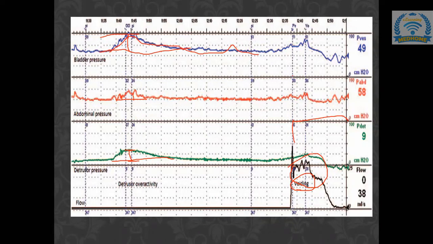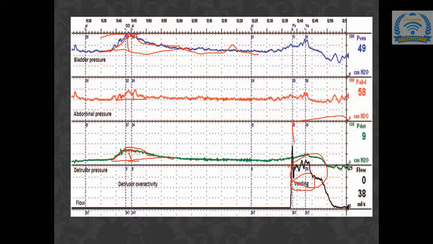In the voiding phase, we can see that the bladder pressure is rising. Because the bladder is voiding, the urine is passing, that is why the pressure of the bladder is rising, but the abdominal pressure is the same. Now when we come to the detrusor pressure in the filling phase, the pressure of the detrusor muscle is also rising.